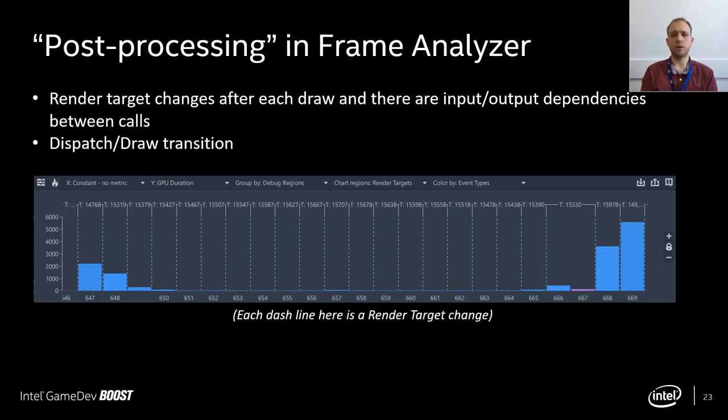And so as you can see, there is a render target change after each draw call, except two calls at the end of the render pass. But here there is another problem.